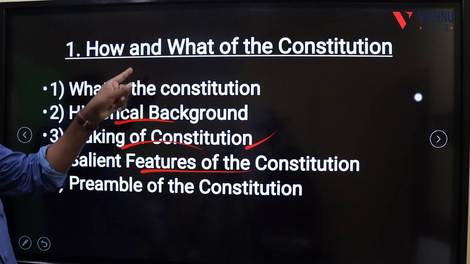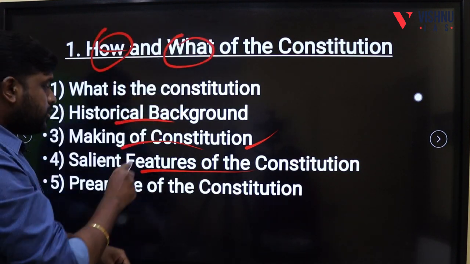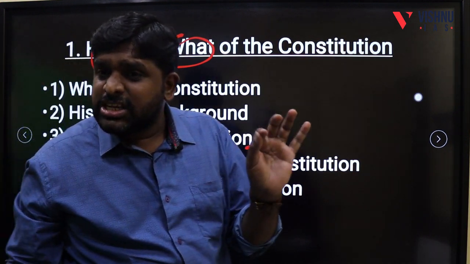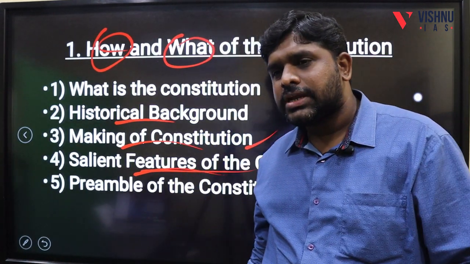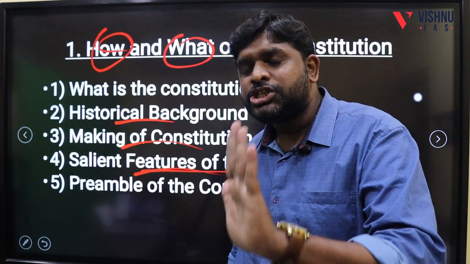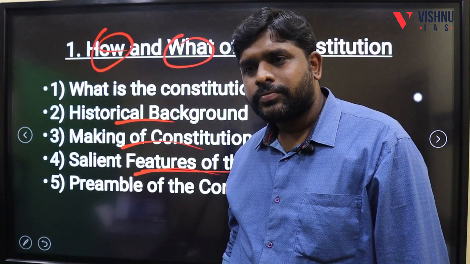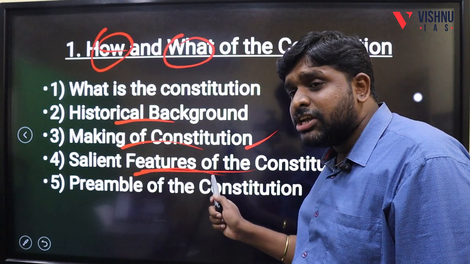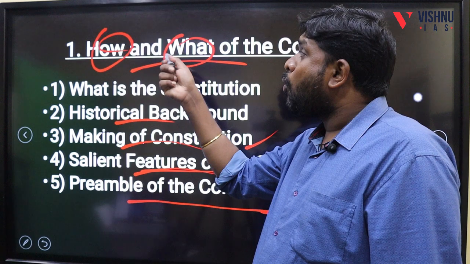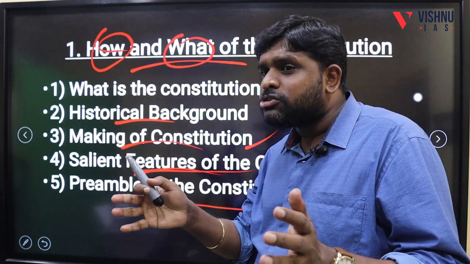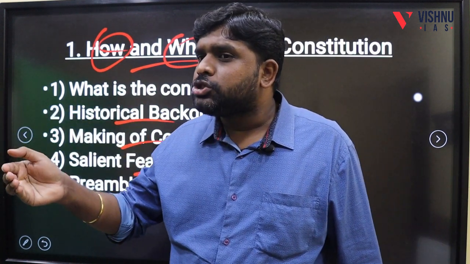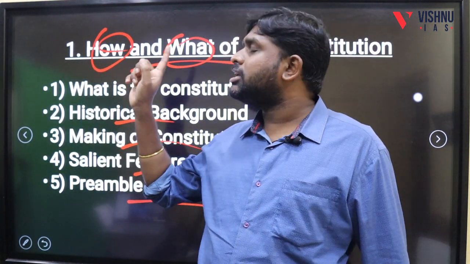Salient features of the constitution. Whether the Indian constitution is a unitary constitution or a federal constitution. Parliamentary form of government or presidential form of government. All the salient features of the constitution are in this section. Preamble of the constitution: what forms the constitution, what forms the how of the constitution? Preamble.